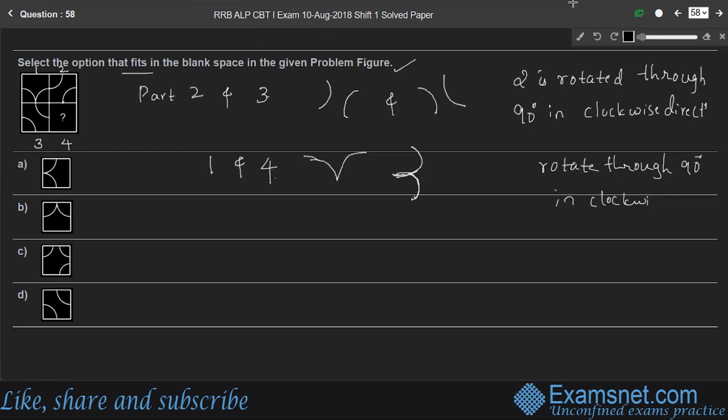Therefore, look at the options. The fourth part will be like this, which completes the figure. So look at the options. Option A is the right answer. Option A.